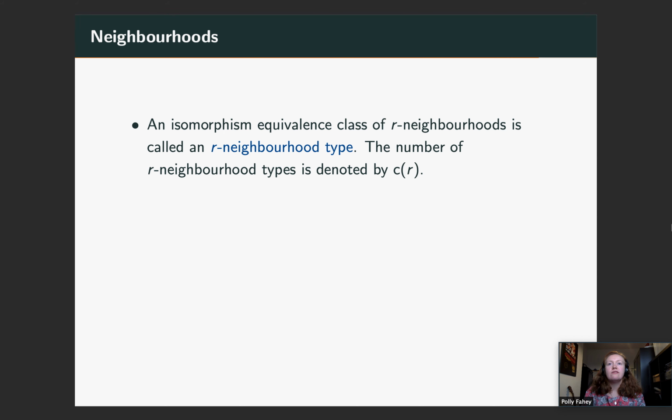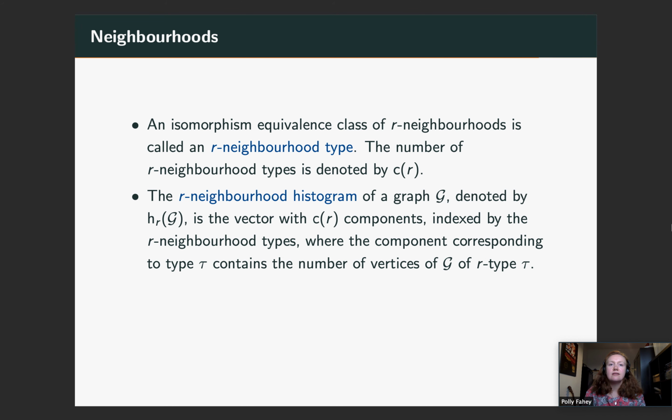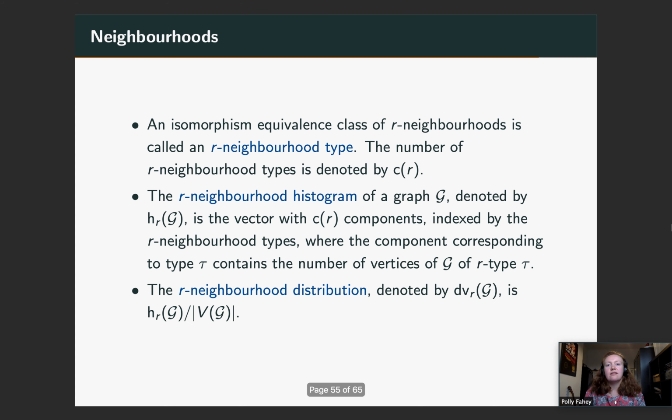An isomorphism equivalence class of R neighbourhoods is called an R neighbourhood type, and the number of R neighbourhood types we denote by C_R. The R neighbourhood histogram of a graph G is the vector with C_R components, indexed by the R neighbourhood types, where the component corresponding to a type tau contains the number of vertices in G which have R neighbourhood type tau. We then say that the R neighbourhood distribution vector of a graph G is the R neighbourhood histogram vector of G divided by the number of vertices in G.